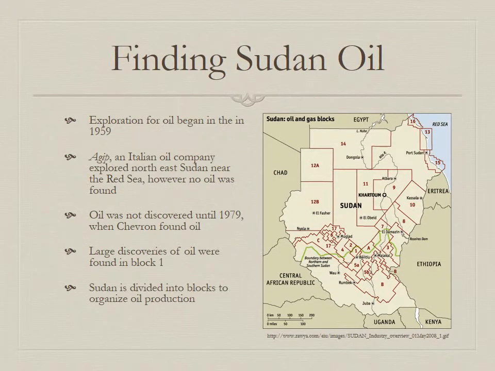Oil exploration in Sudan began in 1959. Agip, an Italian oil company, decided to explore northeast Sudan near the Red Sea, hoping to find oil. However, no oil was actually found. No oil was found in Sudan until 1979, when the American company Chevron found oil near Abu Jabra and al-Sharaf, which are both on the Darfur-Kordofan boundary.